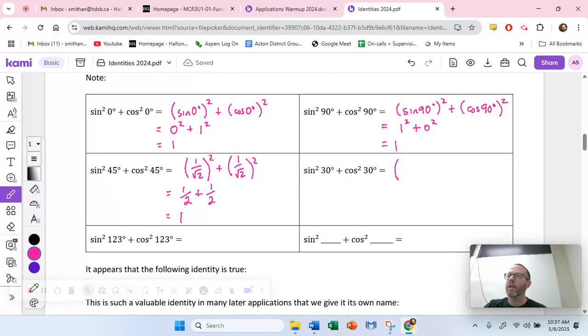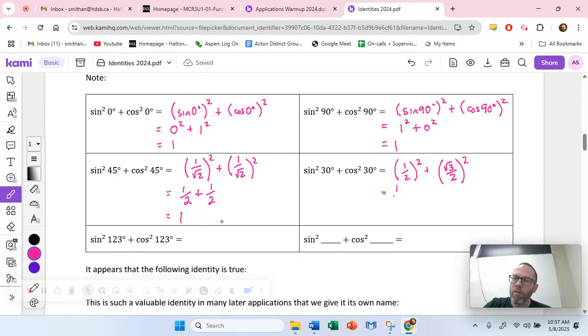The sine of 30. I always have to think about this in my head. Is sine 30 the one that's 0.5 or is cosine 30? Sine 30 is exactly 1/2. The cosine of 30 from our special triangles is root 3 over 2. What happens when you square these and add them together?